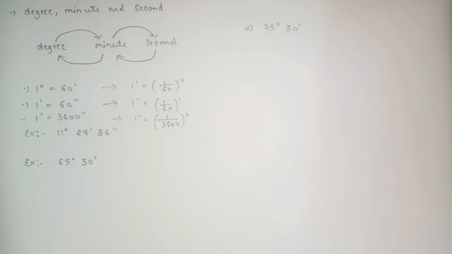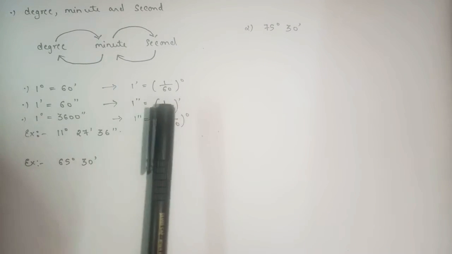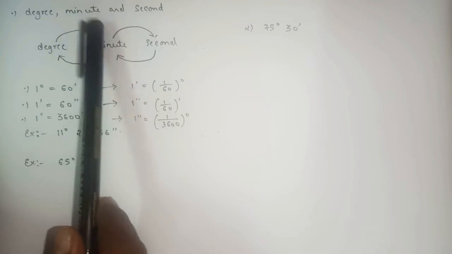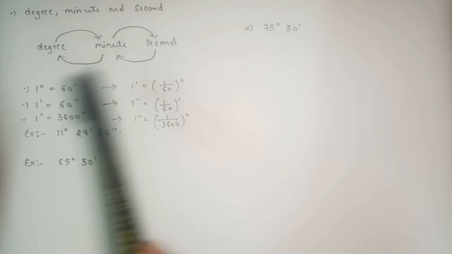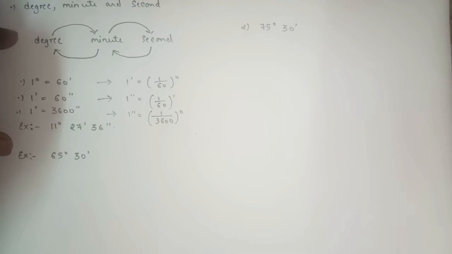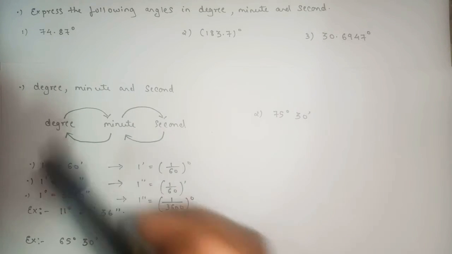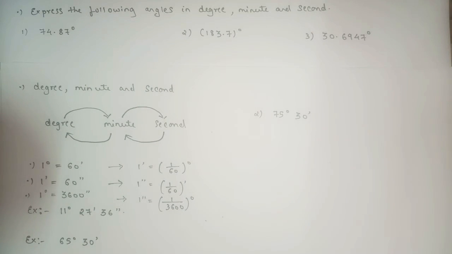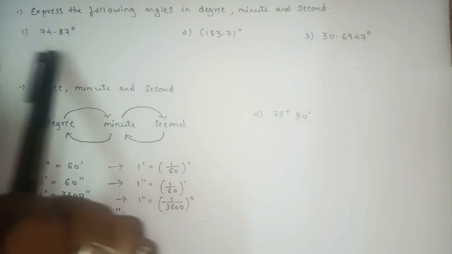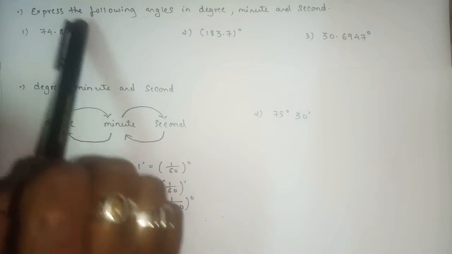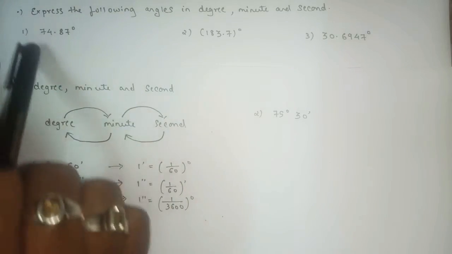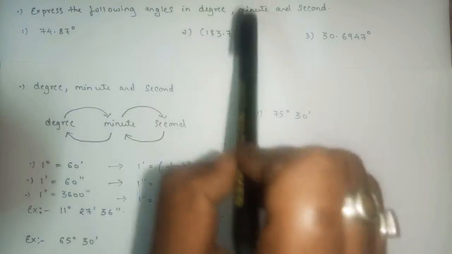So today we're going to see a very important concept, that is how to convert degree to minute and minute to second. This is one important concept, and the second one is how to express the following angles in degree, minute and second. Here you will have the number in terms of degree, and we have to express this angle in terms of degree, minute and second.